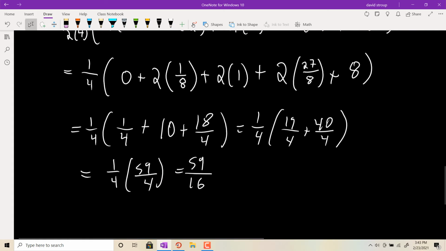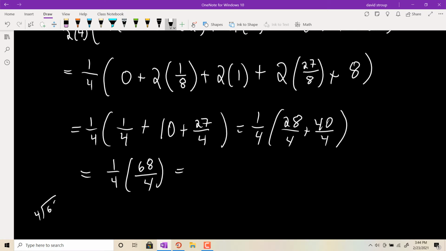Okay, so that'll change things just a little bit. 27/8 times 2 is going to give me 27/4 right there. So hope everything else is good. 27/4, and then that'll give me 28/4 here. And that'll give me 68/4. Does 4 go into 68? Yeah, 17 times. So it'll be 17/4. And then that should be 4.25.